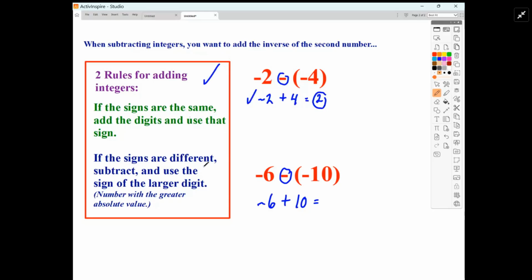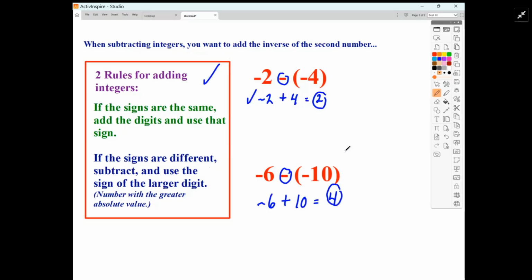If the signs are different, we subtract and use the sign of the larger digit. Again, here I have a negative number and a positive number. My signs are different, so 10 is the bigger digit, and 10 minus 6 is 4. The bigger digit, the number furthest from 0 with the bigger absolute value, is 10. It's a positive number, so my answer is going to be positive.